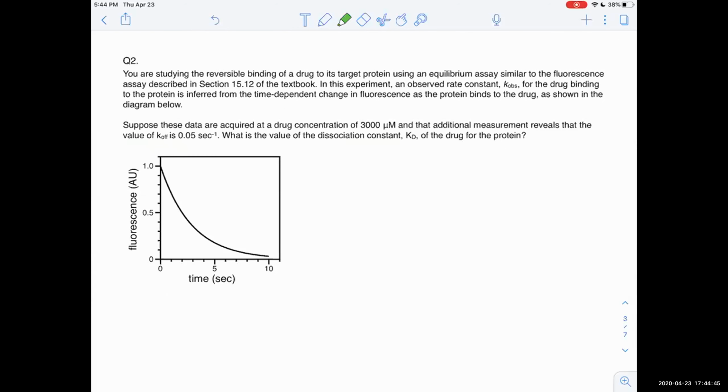So here we do the experiment, the protein binding. We are trying to bind the drug to the protein, and we have the observed rate constant, K observed. And we know that the drug concentration is 3000 micromolar, and K off is 0.05 second to the -1. And we want to find the KD. So we are given the K off value, and we want to find what KD is. You know that KD is basically K off over K on, so you need to find K on to solve this problem.